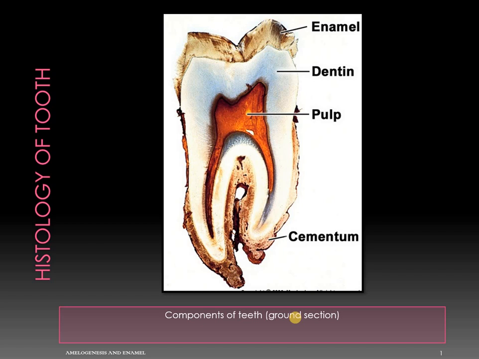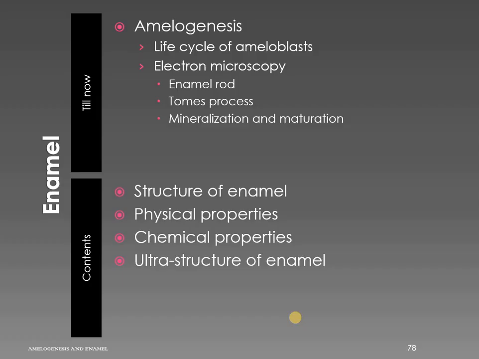In the last lecture, we spoke about the formation of enamel, that is amelogenesis, and we spoke about the life cycle of ameloblasts, the electron microscopic appearance, the enamel rods that are present, and how they are formed. Today, we will be discussing the structure of the enamel, the physical and chemical properties, as well as the light microscopy and electron microscopic appearances of enamel.